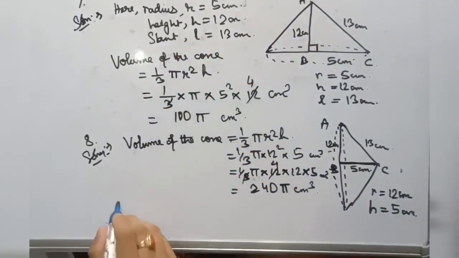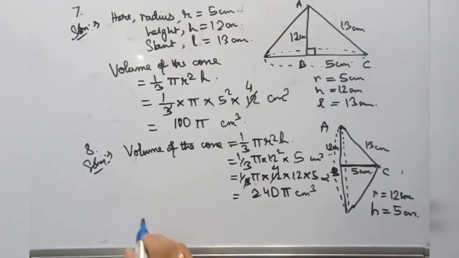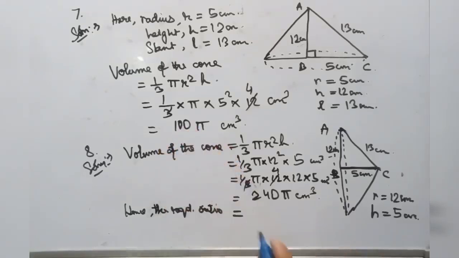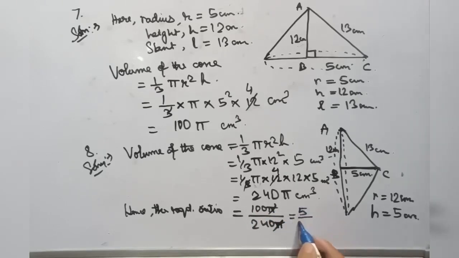So the required ratio is equal to the first volume, 100 pi, by the second volume, 240 pi. Pi will cancel, and after taking out a common factor, dividing both numerator and denominator by 20, we will get 5 by 12. So the required ratio is 5:12.